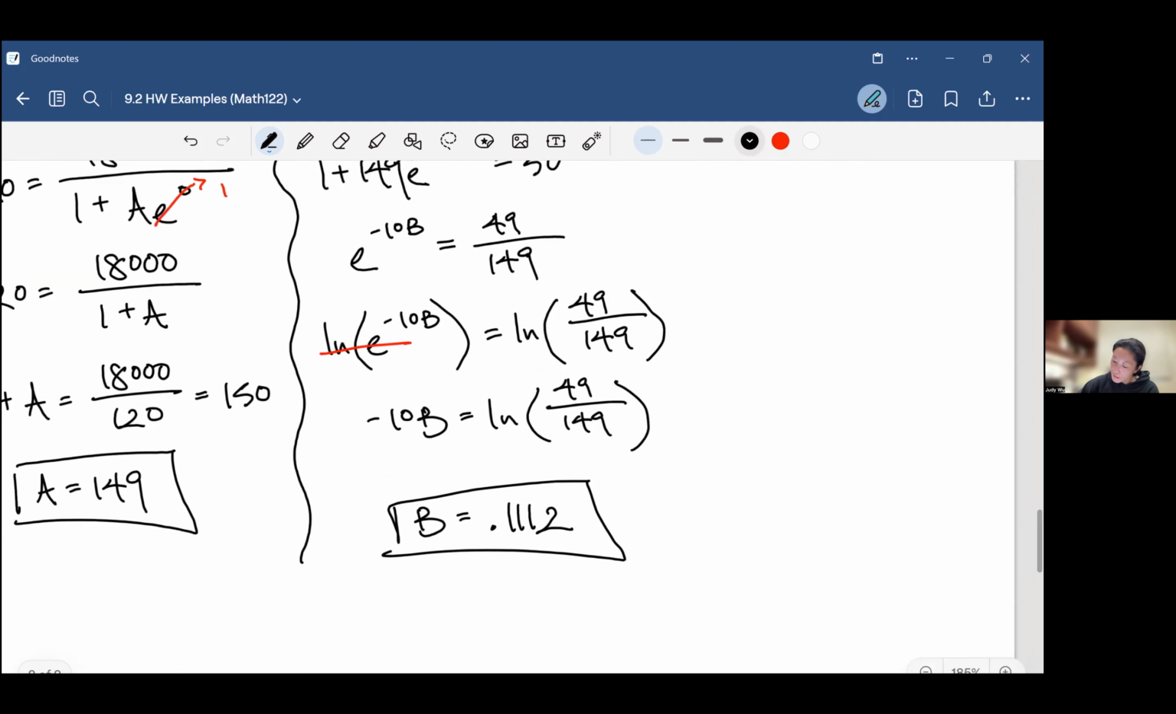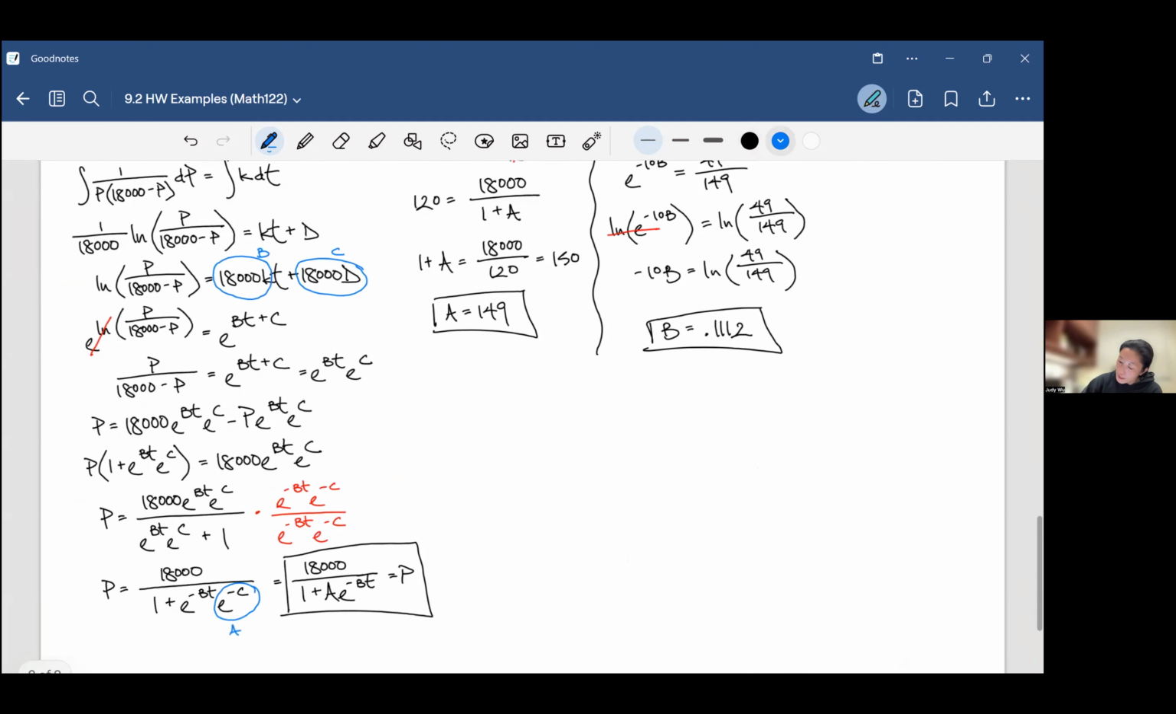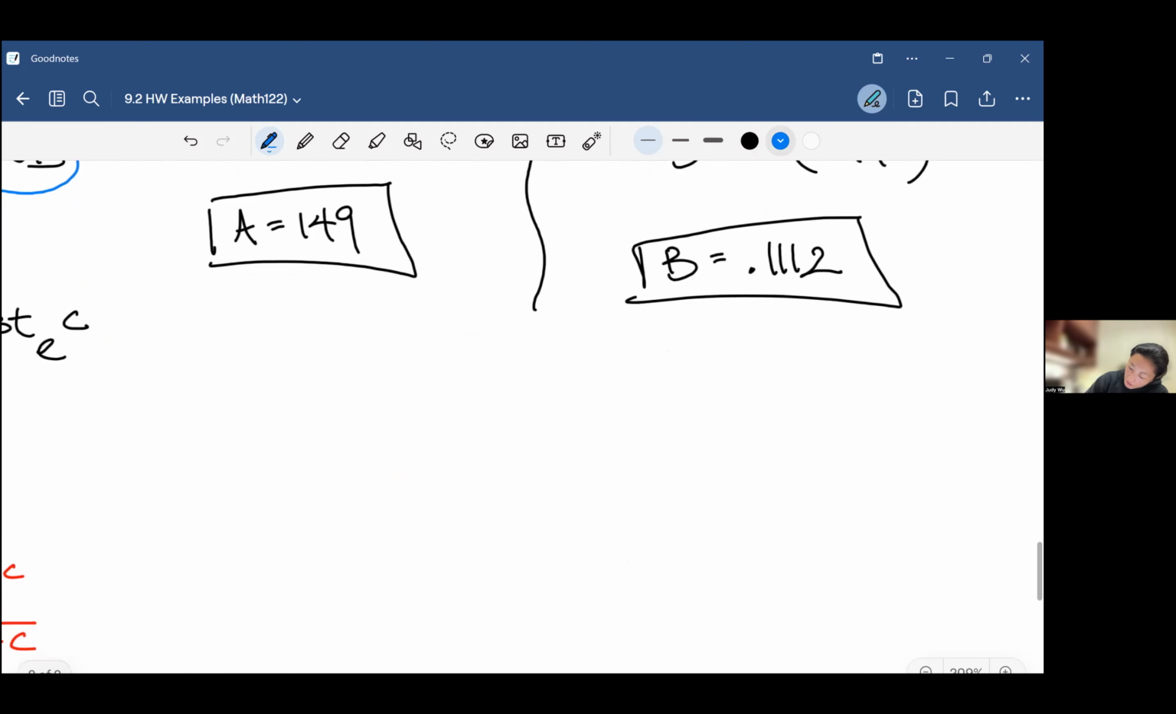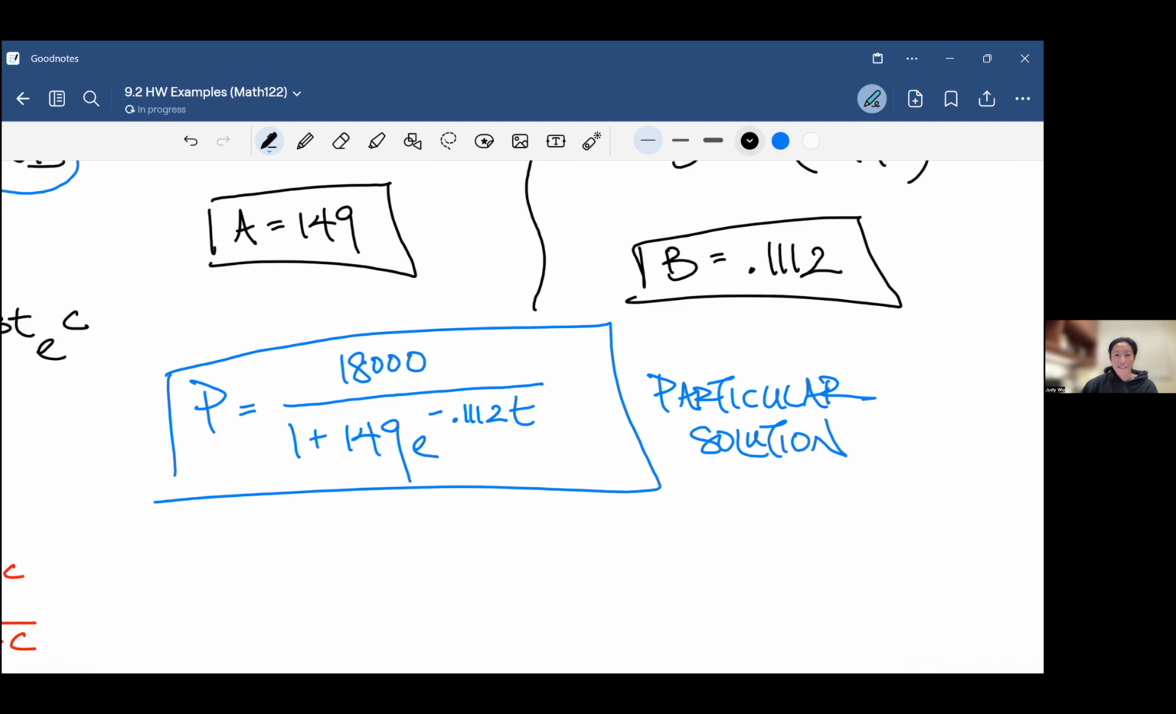Okay. So let's put everything in our A and our B together to get our particular solution. So P equals 18,000 over 1 plus 149 e to the negative 0.1112 t. Okay, this is our particular solution.